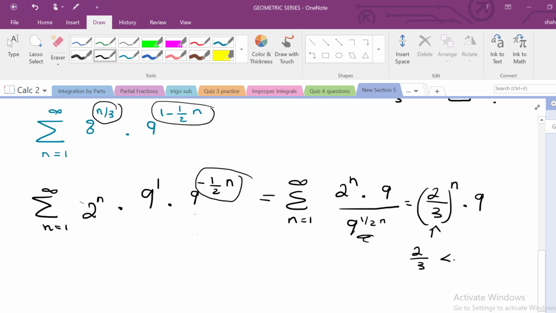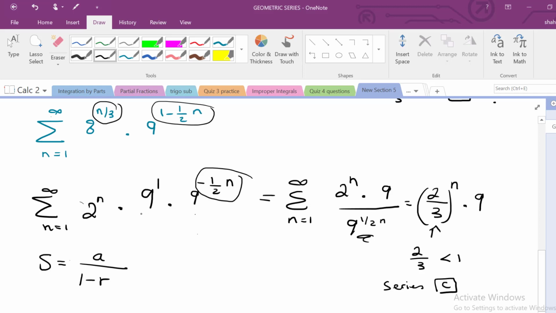2 over 3 is less than 1. This means that the series converges. To find the sum, since it converges, you just simply apply the formula A, which is the first term, divided by 1 minus r.